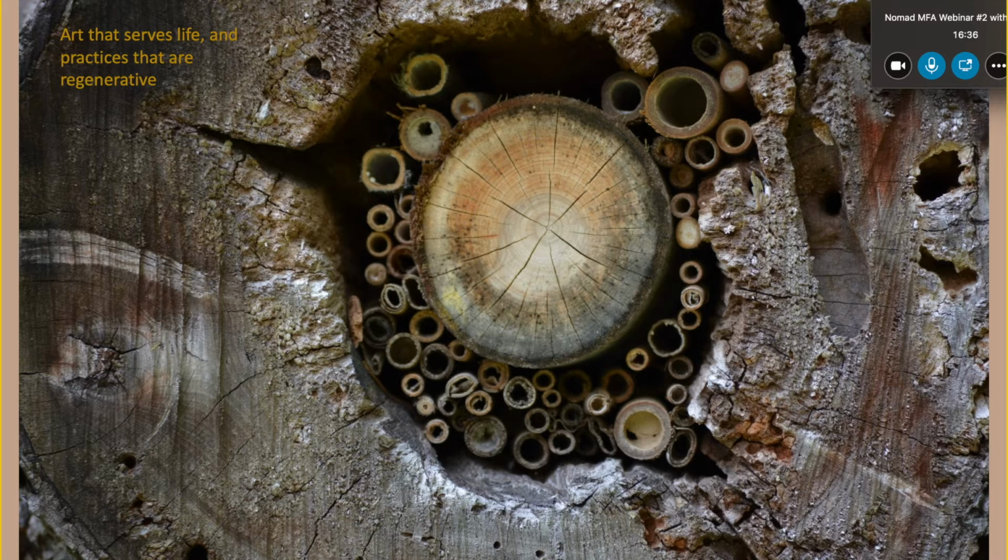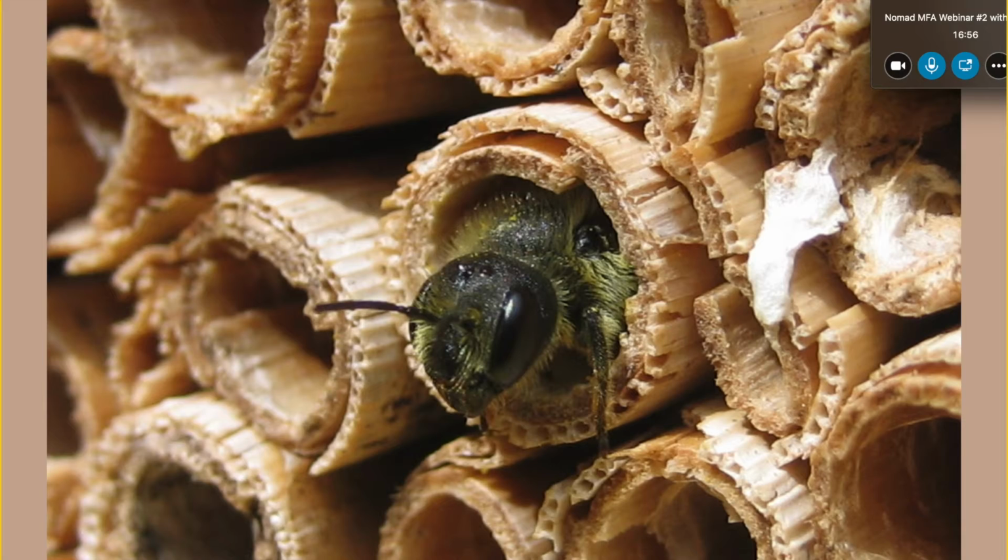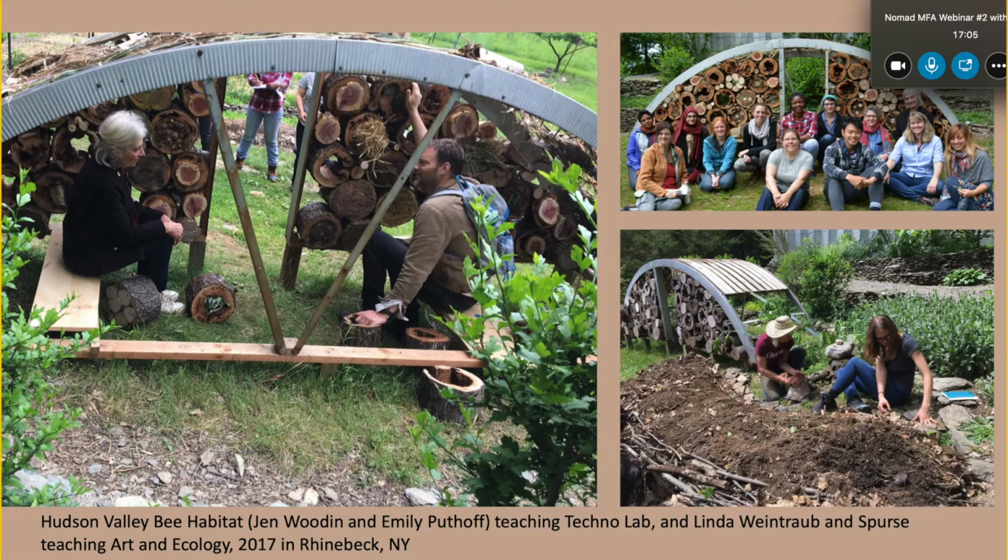Another question, what if an MFA included making art for non-human audiences? In this case, students created a solitary bee habitat, an architecturally scaled one, with Emily Putoff and Jen Wooden of the Hudson Valley Bee Habitat. This was in Rhinebeck, New York. And this is an example of one of the bees that is of the sort, native bees that use these habitats. And here you see the completed habitat.